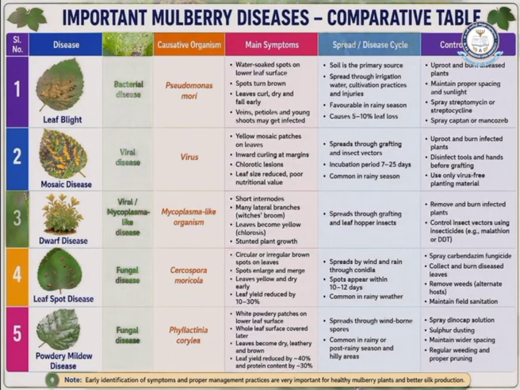Next, important mulberry diseases. Now you have read the 5 diseases, right? One is leaf blight, second is mosaic disease, third is dwarf disease, fourth is leaf spot, fifth is powdery mildew, right? What is the type of disease?